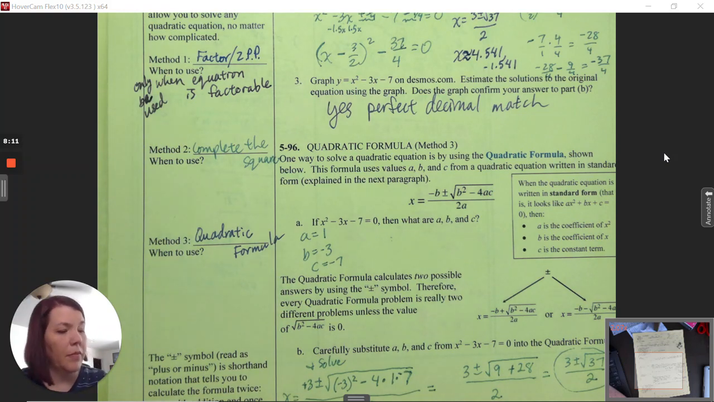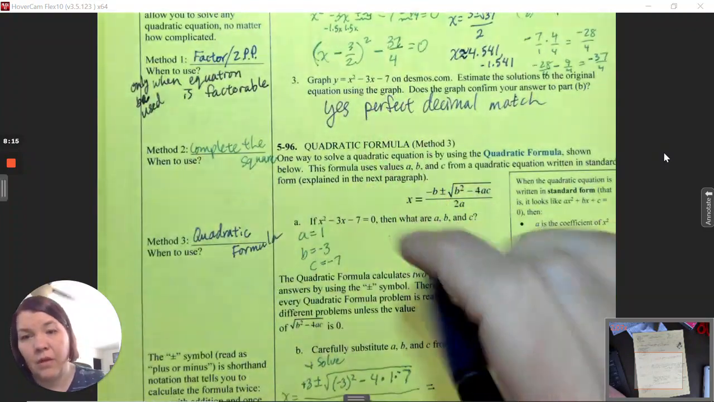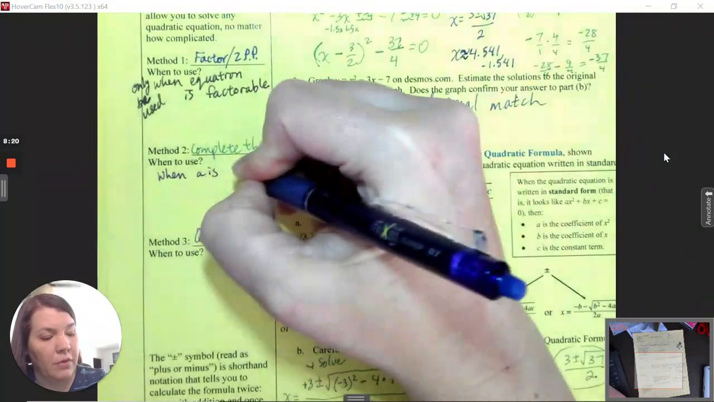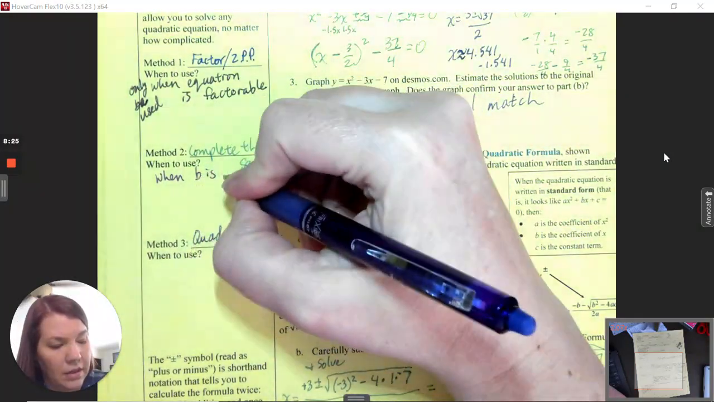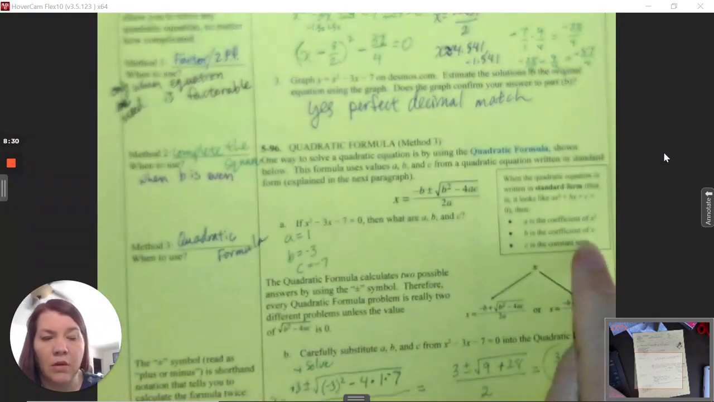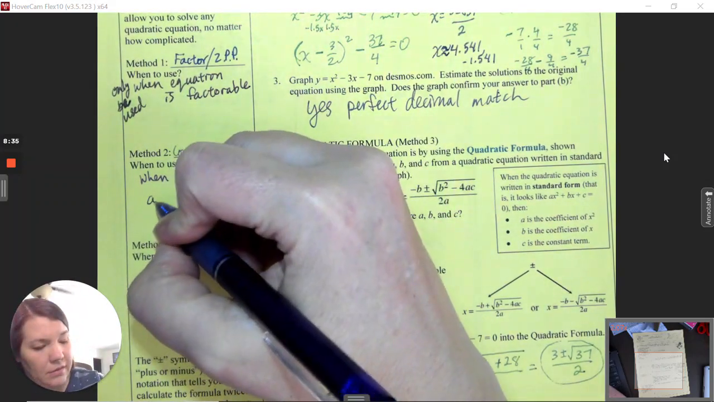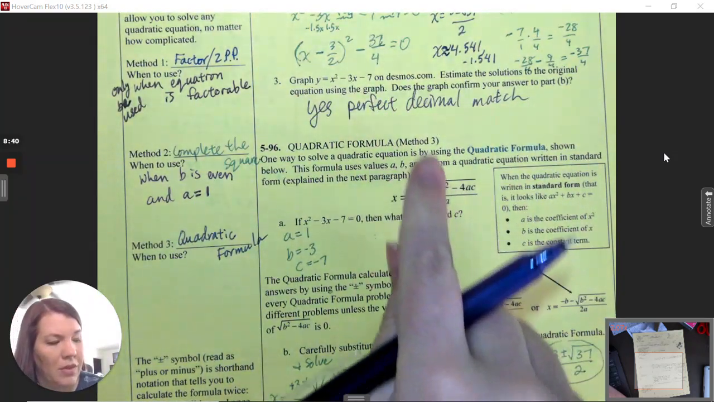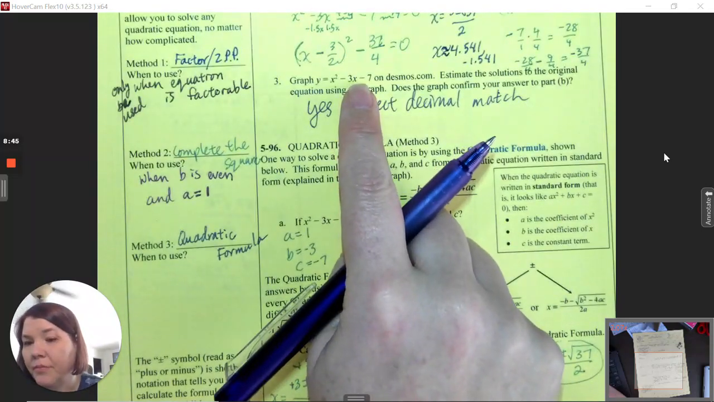All right, complete the square. I don't like to complete the square when b is odd. So I complete the square when b is an even number. Not when a is even, when b is even. And again, I'm talking about b in this format. B is the coefficient of x. So when b is an even number and a is equal to 1, so when there's no number in front and b is even, that's when I complete the square.